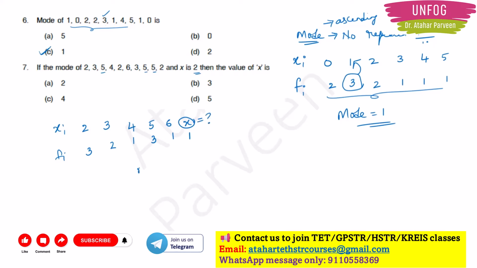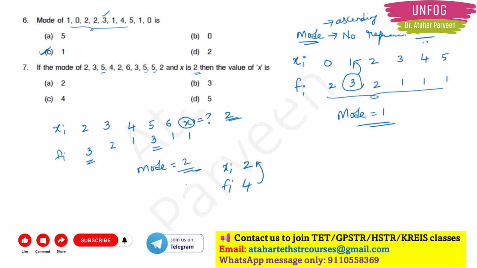Correct? But the mode is given as 2. Now if the mode is 2, then the frequency should be maximum, right? So the maximum frequency is for 2 and for 5. But the mode is 2. That means this x should be 2. Then only that frequency will become 4 for 2. And the maximum frequency will be the mode, right? So the mode should be 2.